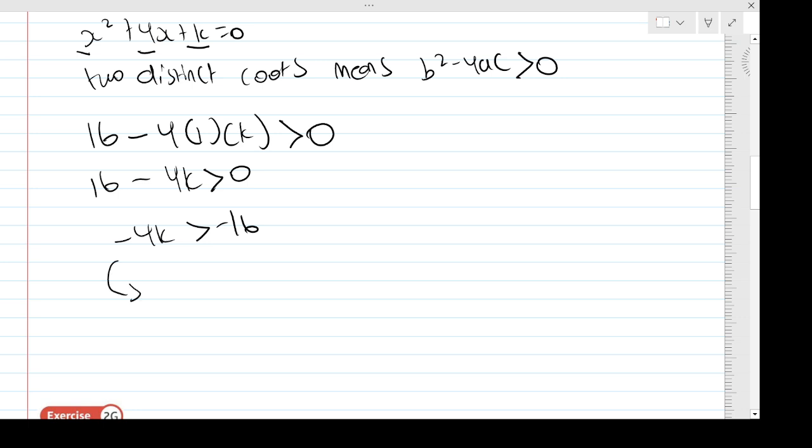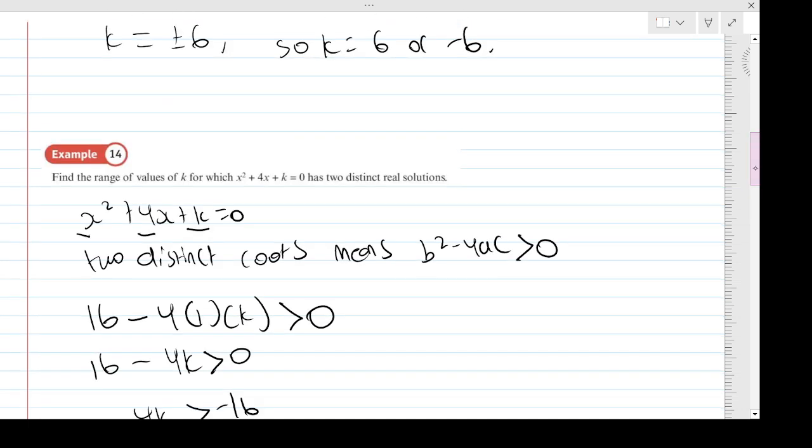Well, then I want to get rid of the negative. So I get 4k and 16. But remember with inequalities, when you divide or multiply by a negative, or simplify down by a negative, you have to flip the sign. So 4k is less than 16. Then we divide by positive 4. So k would be less than 4. Cool, and that is your answer.